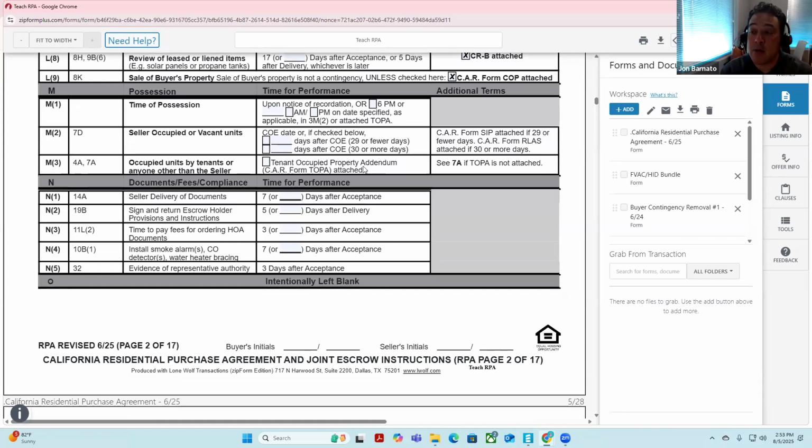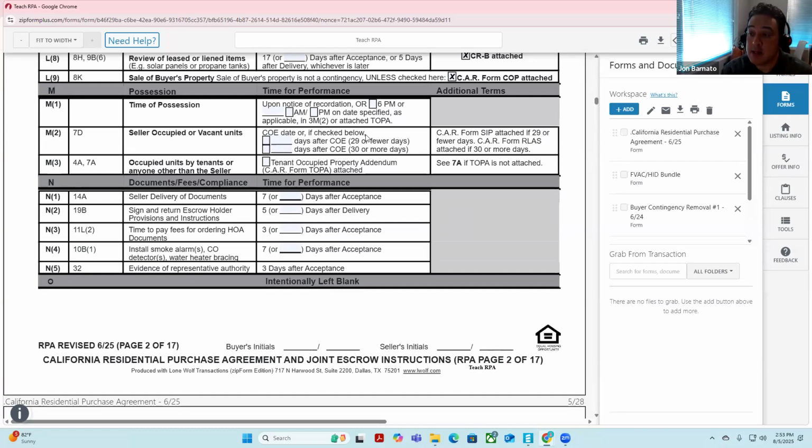Time of possession. Right now, the buyers, according to this contract, take possession upon recording. If you want a different time, that's there. Typically, the county in Sacramento and other locations, Sacramento has 2 recording times, one around noon, one at the end of the day. A lot of the other smaller counties have only 1 recording time, so just note that.